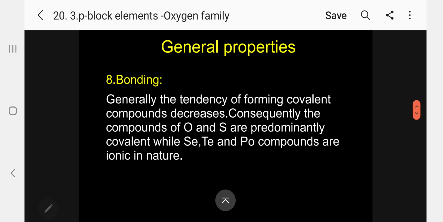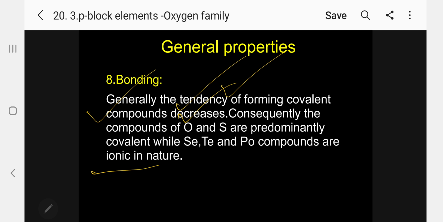Coming for bonding, this is the most important character. Generally, tendency of forming covalent compounds decreases across the group. Kindly follow. Consequently, the compounds of oxygen and sulfur are predominantly covalent, while selenium, tellurium, polonium compounds are ionic in nature.